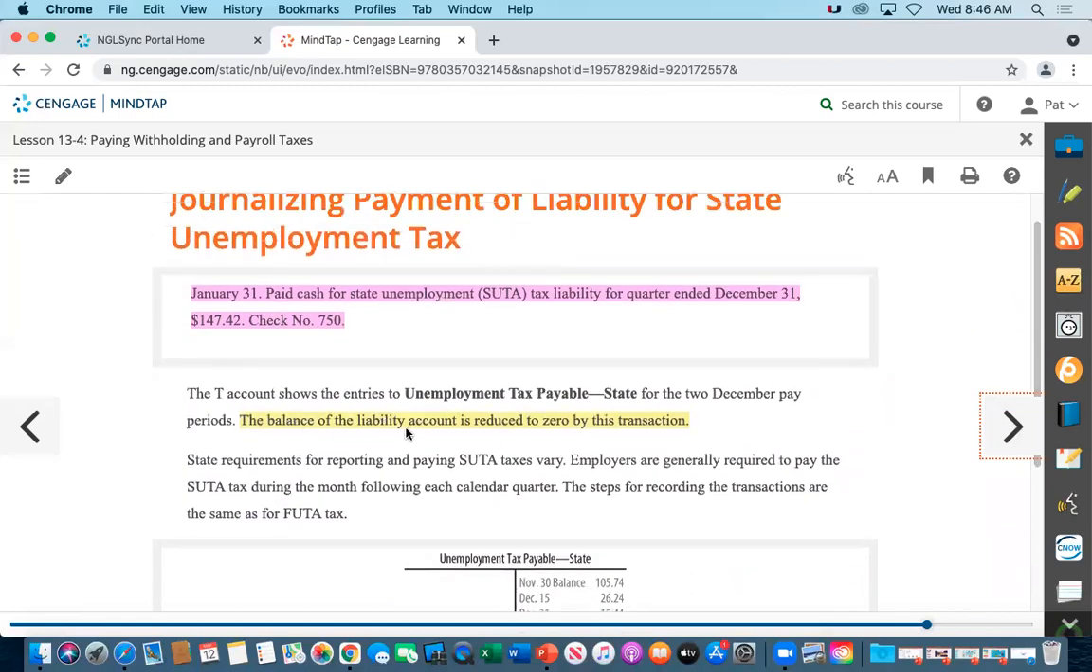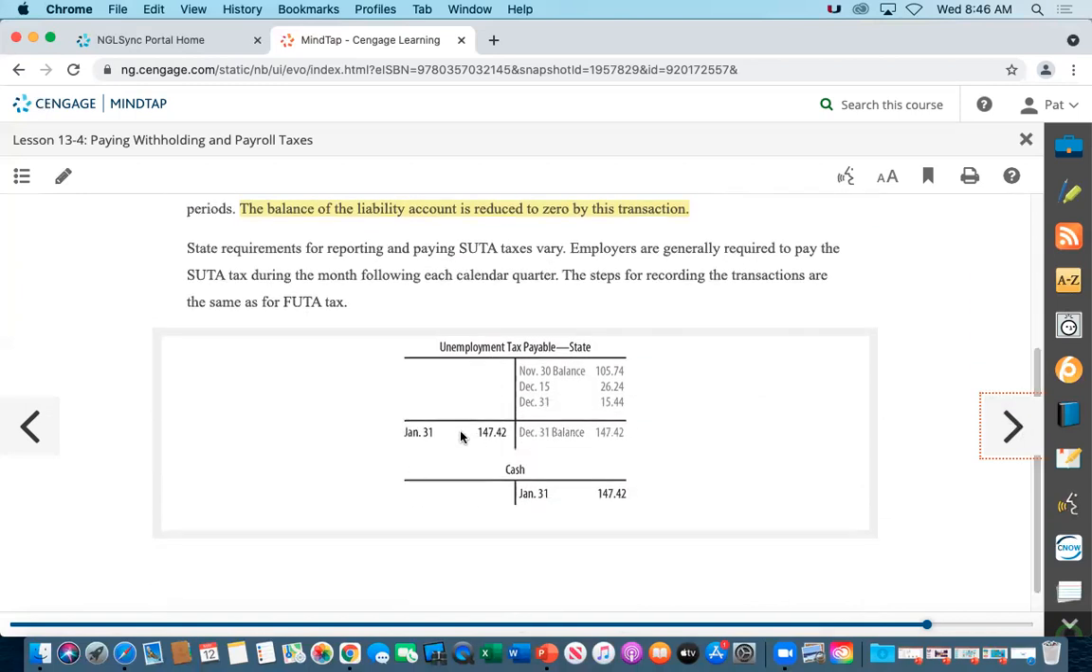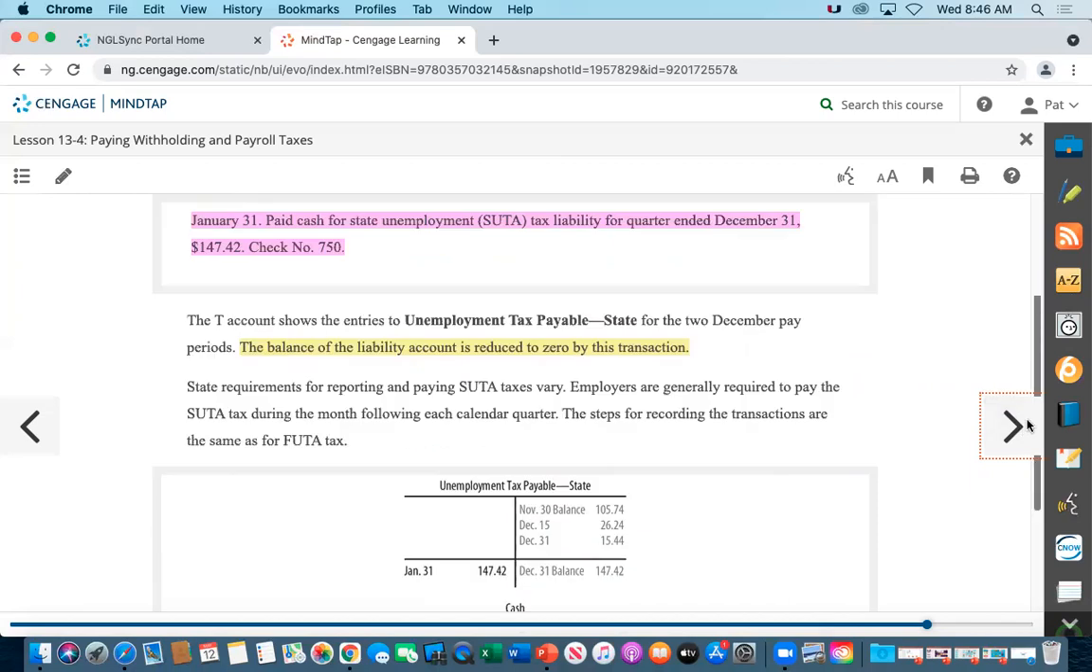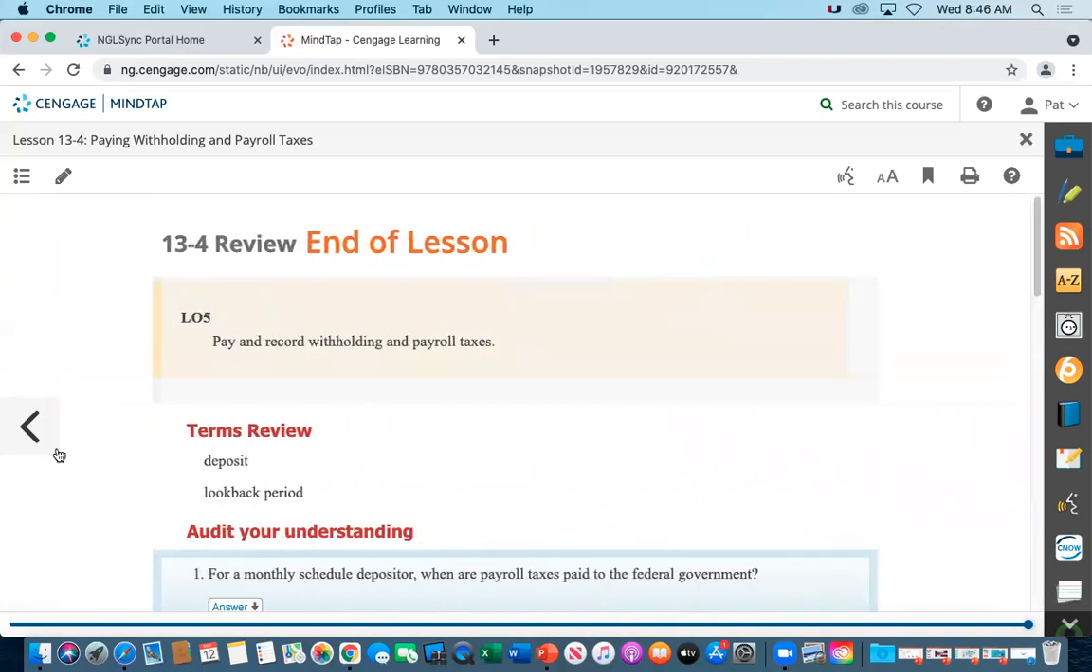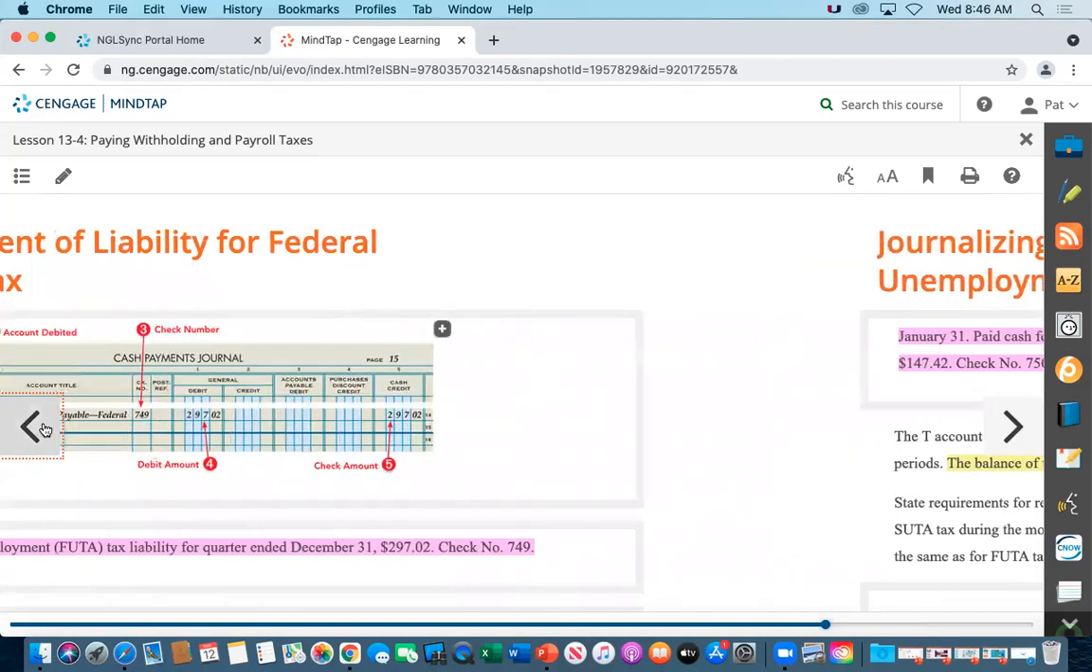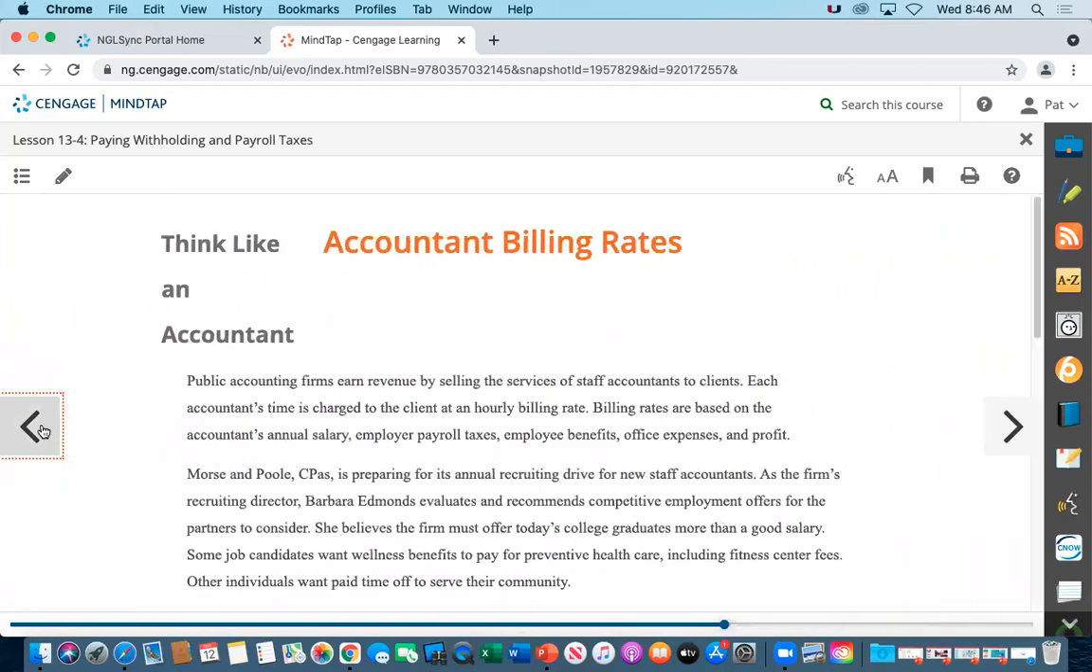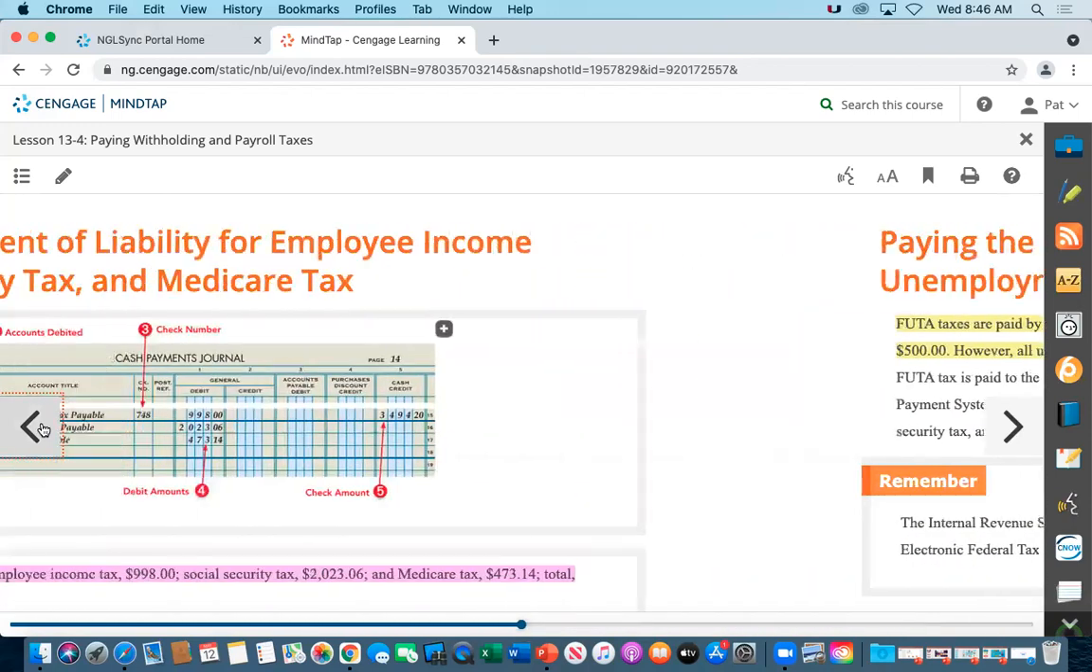Okay, when we do these things, we get the balance of both of these, federal unemployment tax and state unemployment tax, back to zero. You just debit the unemployment tax state or debit the unemployment tax federal and credit cash. Okay, and we'll see that in our work together. Okay, you good with that one?